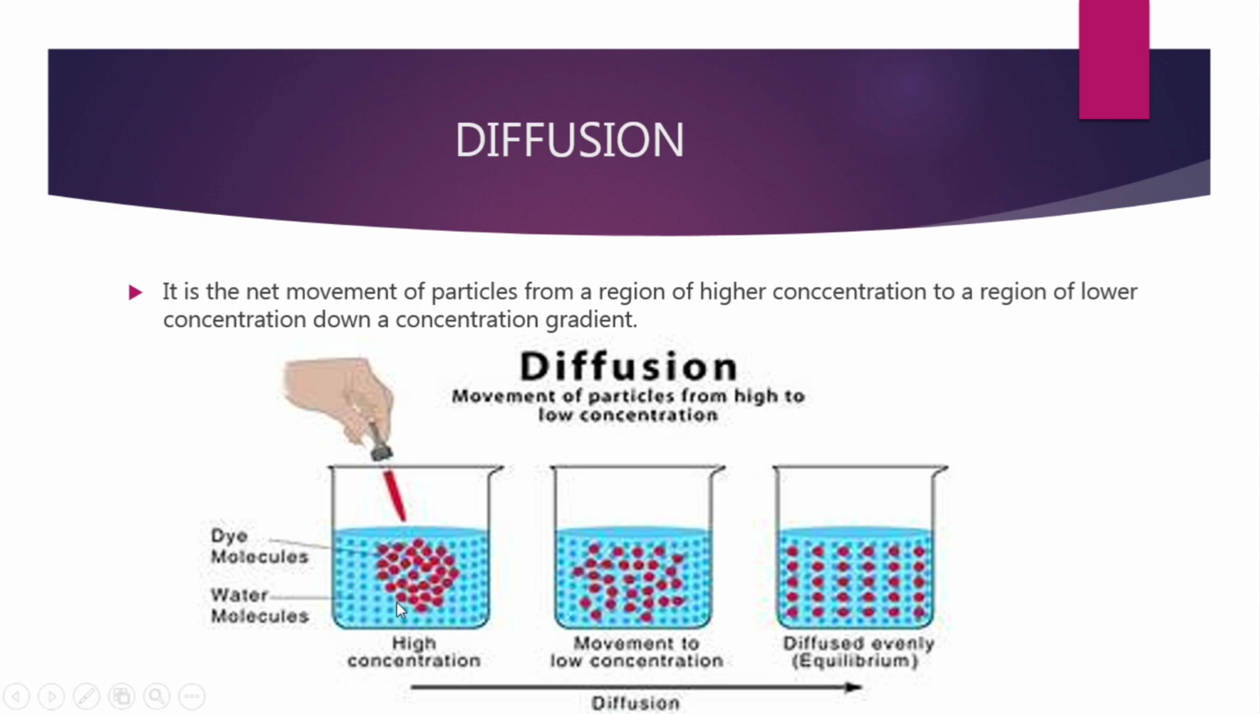Now, as you can see over here in the first beaker, a person adds dye molecules which are red in color into some water. So with time you can see that the red dye molecules spread and spread until they are equally distributed in the beaker. So diffusion occurs to make the environment stable, or to equalize the ratio of particles in the air.